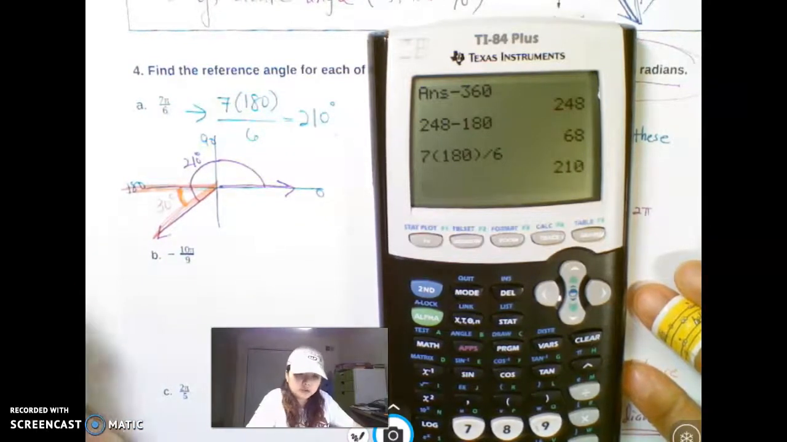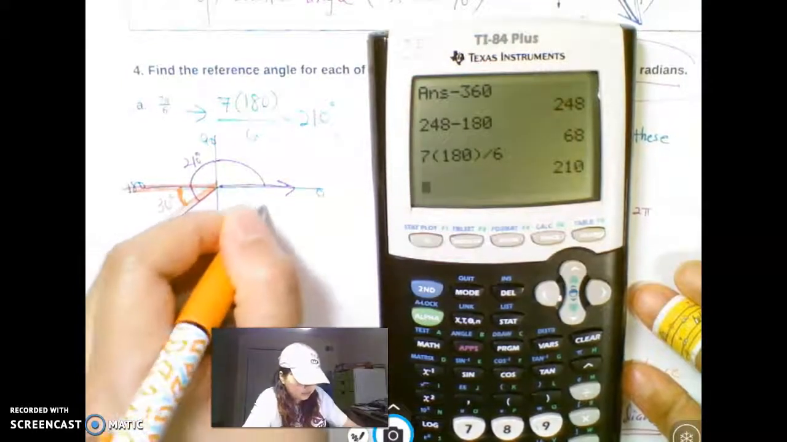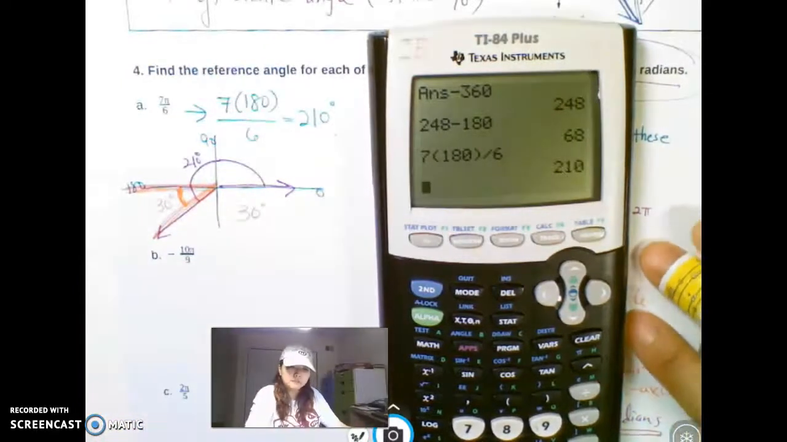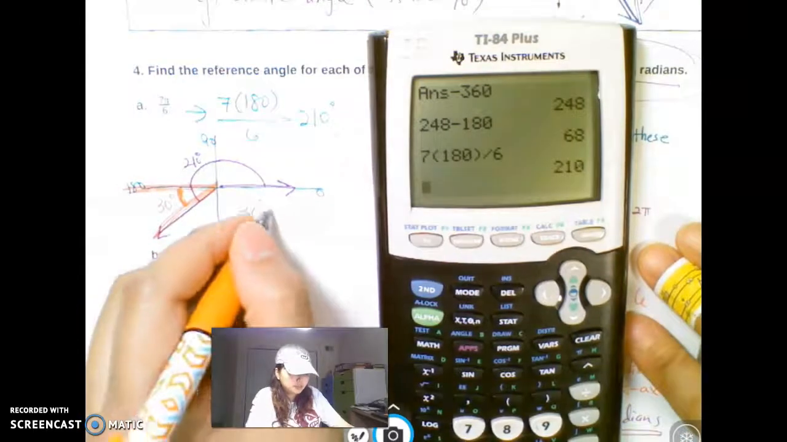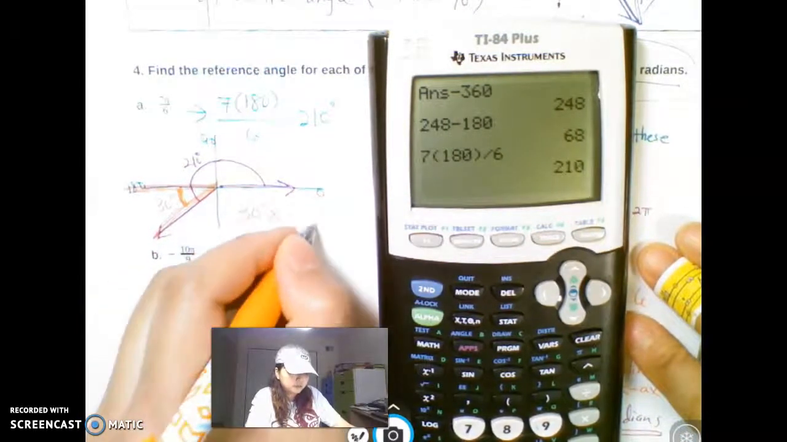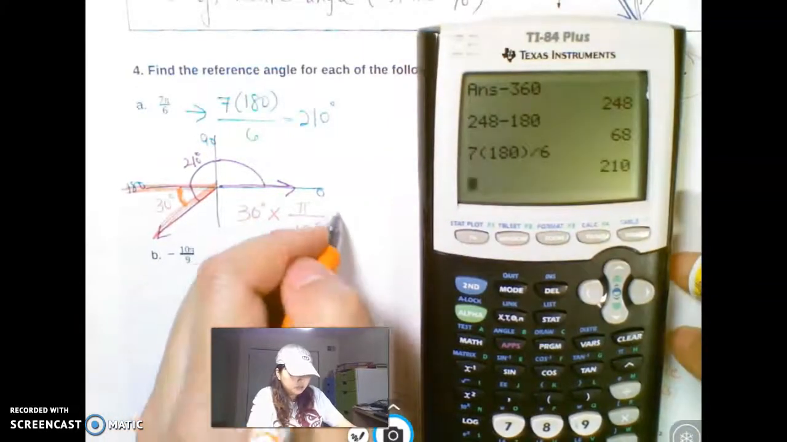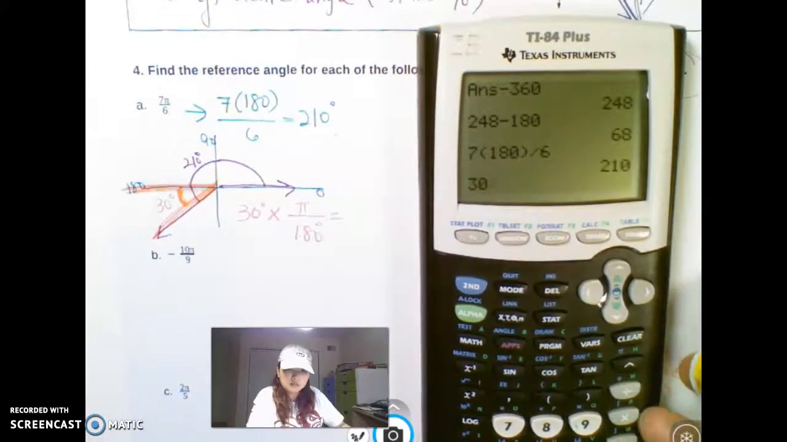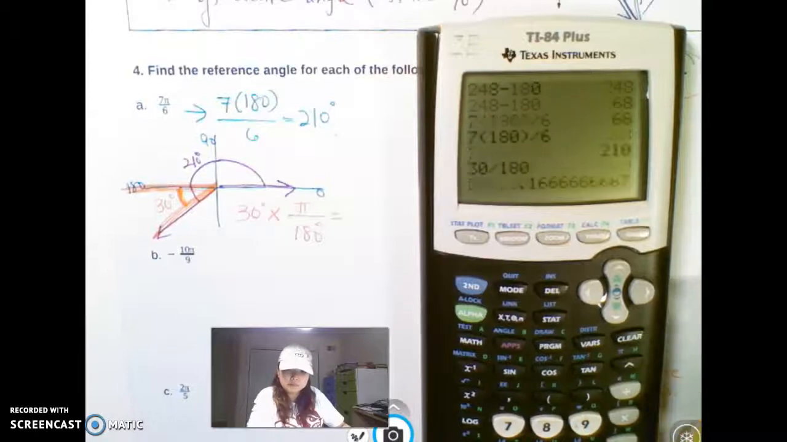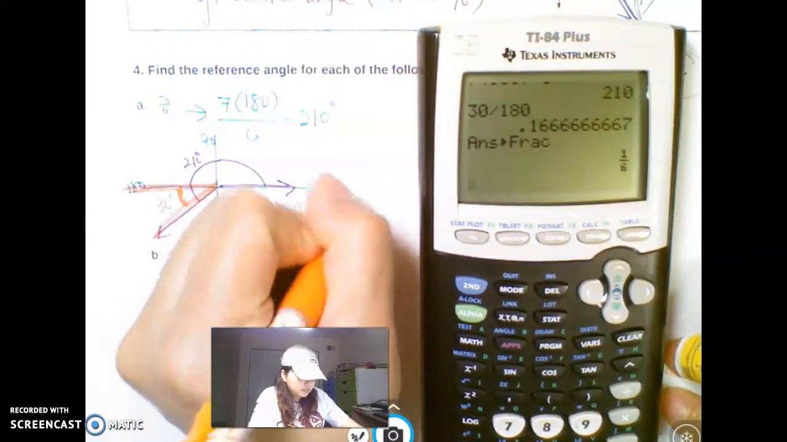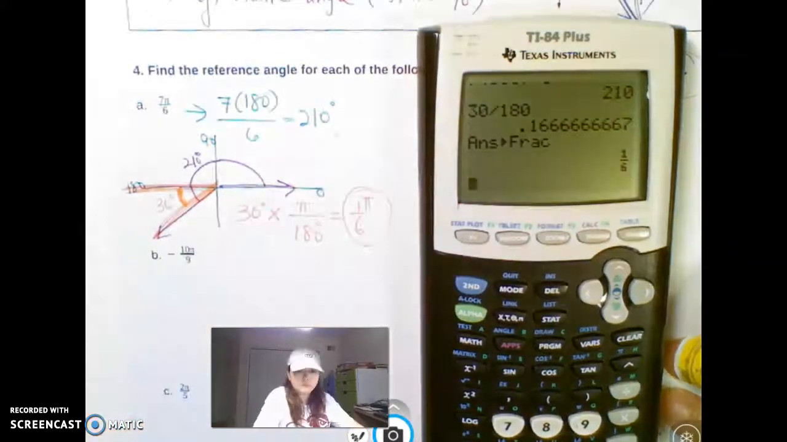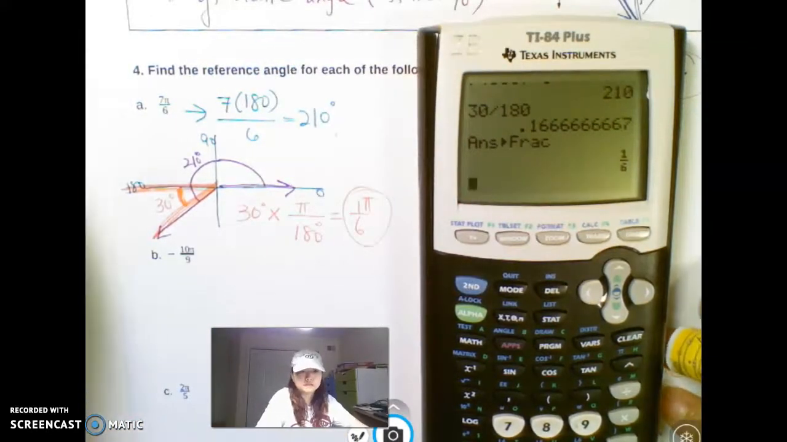Now, you cannot stop right there because 30 degrees is not in radian form. So you have 30 degrees. You want to convert to radians, so degrees at the bottom. 180 degrees is pi. So you put 30 over 180, and then convert to a fraction, 1 over 6 pi. So 1 pi over 6 would be the answer for 4A.